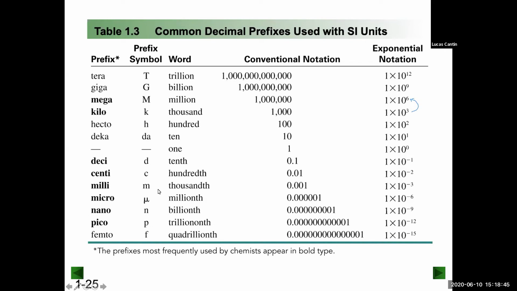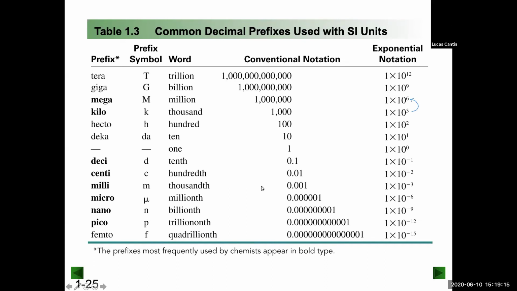After thousandth is millionth, which is 1,000 thousandth, or 10 to the minus 6. Since M is already used for milli, they use a Greek M, which is a mu, for millionth. And then down 1,000th from that is a billionth. A nano is 1,000th of a millionth, lowercase n for nano, pico for trillionth, and femto for quadrillionth. So they go down by powers of 10.